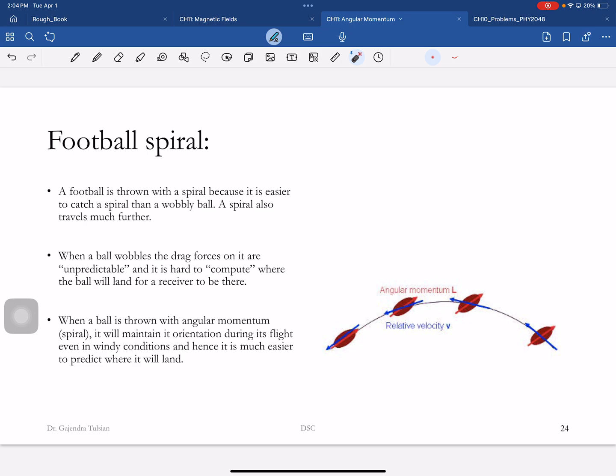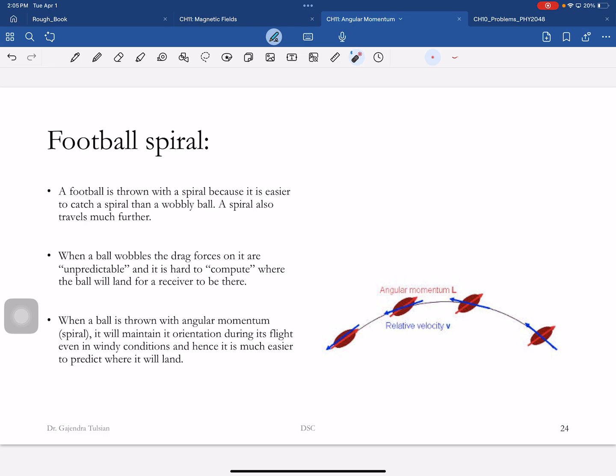All right, you guys know why we throw a football with spin? It's more stable in the air while it travels. The reason is that the fastest computer in the world is attached to your shoulder. When you throw a ball in windy conditions, if it wobbles, the drag forces change on the ball. If it maintained the same orientation, the drag forces would be fairly constant, and this computer can calculate where it will fall.